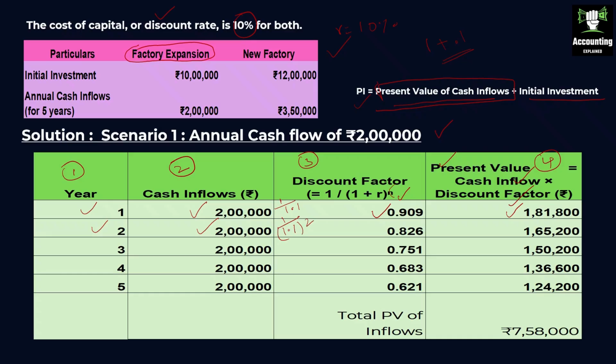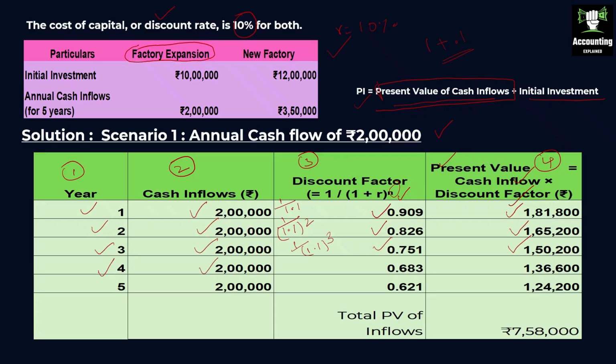Whole power, now n becomes 2. On calculating, it comes to 0.826. Column 2 into column 3 is 1 lakh 65,200. Here year 3, 2 lakhs. 1 divided by 1.1 to the whole power 3 comes to 0.751. Column 2 into column 3 is 1 lakh 50,200.